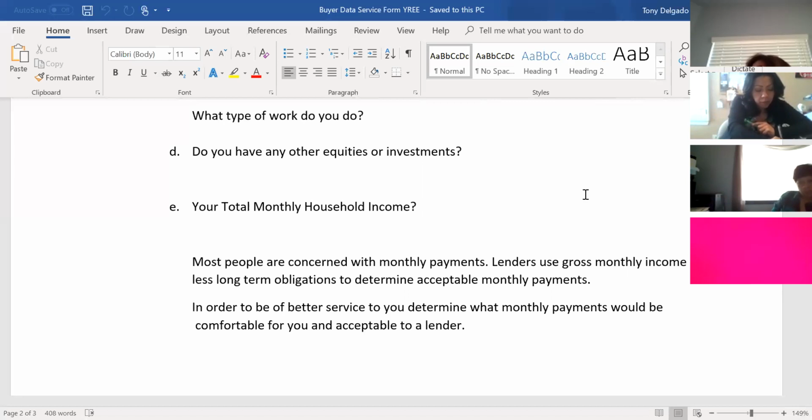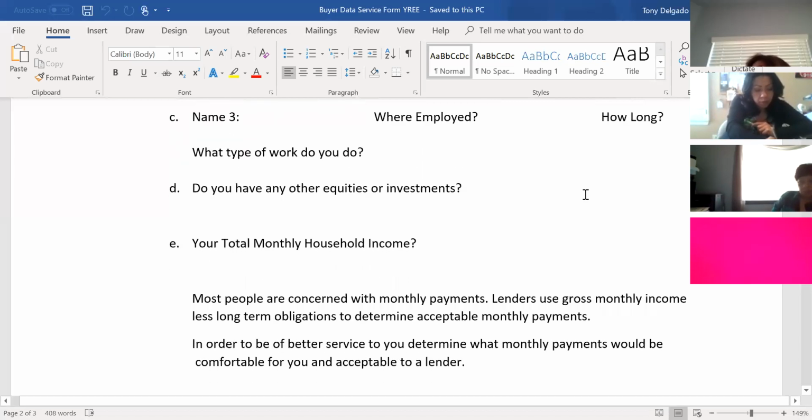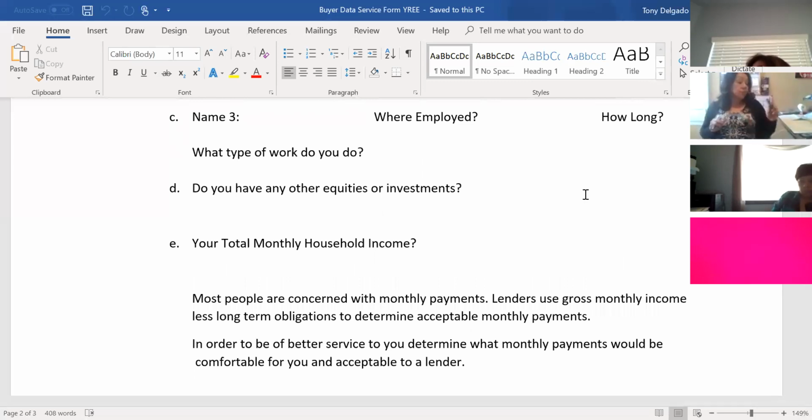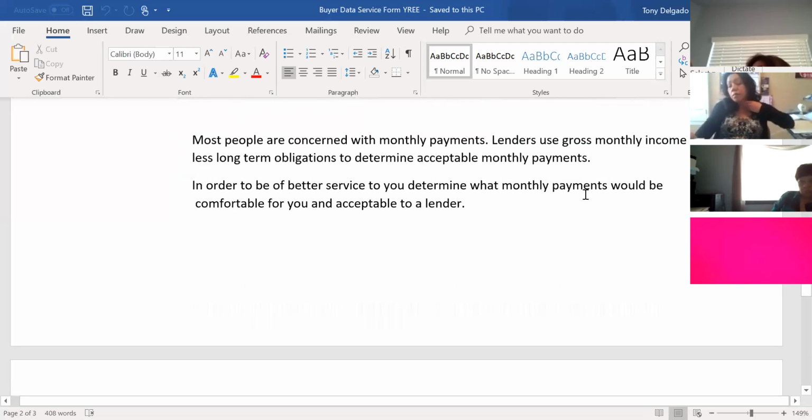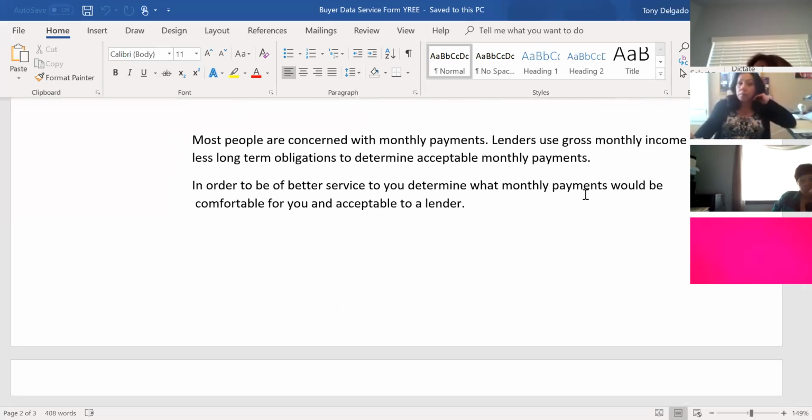Now, most people are concerned with monthly payments. Lenders are going to use what? Gross monthly income and long-term obligations to determine your payments. In order to be of better service to you, let's figure out what payments would be comfortable to you and might be acceptable to a lender.